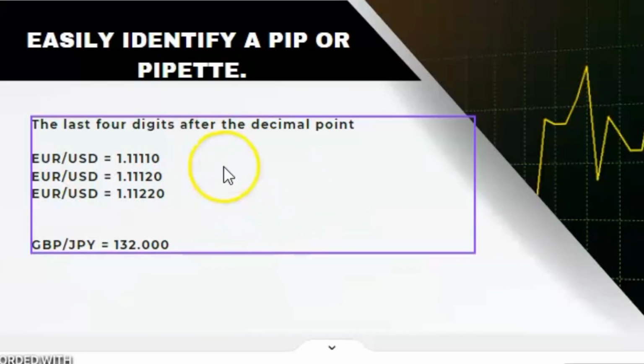If you have 1.11222, and if we move it again and the next figure we have is 1.11330, it has moved by 100 pipettes. And now you're having 10 pips. Do you get it now? So that is the logic.